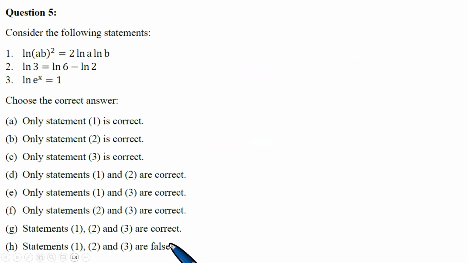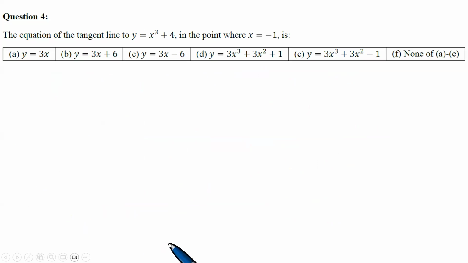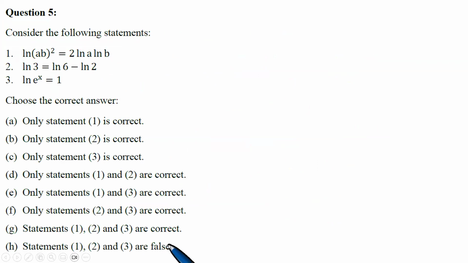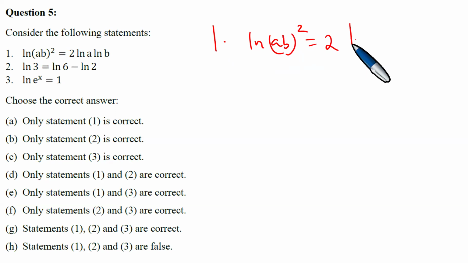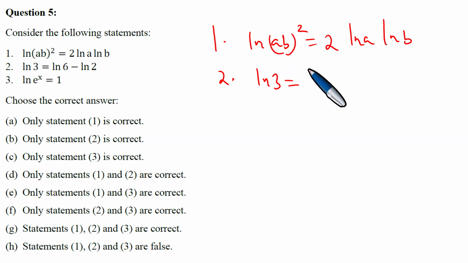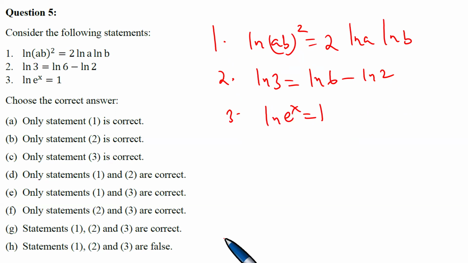We move on. And right, moving on, we consider the following statements. We're able to see that statement 1 states that the natural log of b squared, for example, is 2 ln A ln B. Statement 2: the ln of 3, is it the same as the ln of 6 minus ln 2? Statement 3: the ln of e to the power x is 1. Is it true or false?